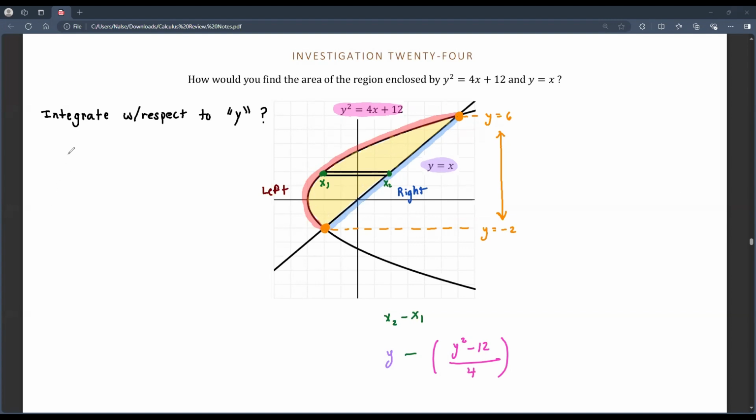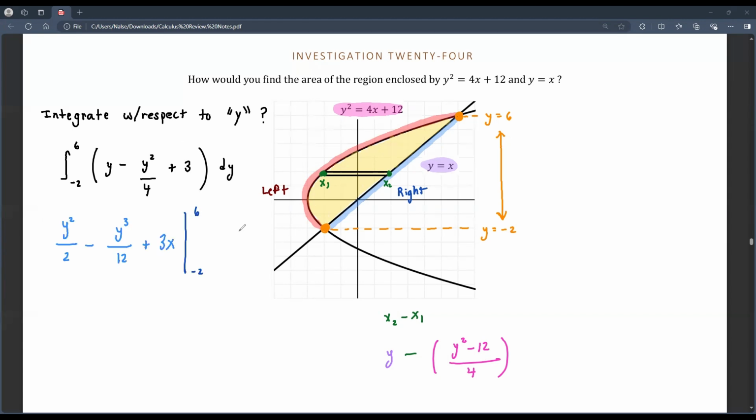The correct integral is the integral from -2 to 6 of y minus y squared over 4 plus 3 dy. The value of this integral is 64 over 3, and we got there through an integration with respect to the y variable.